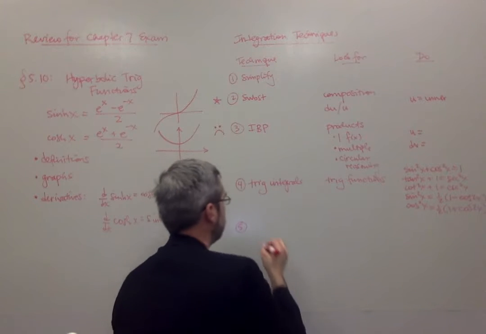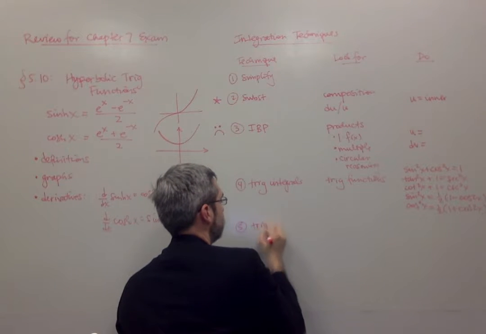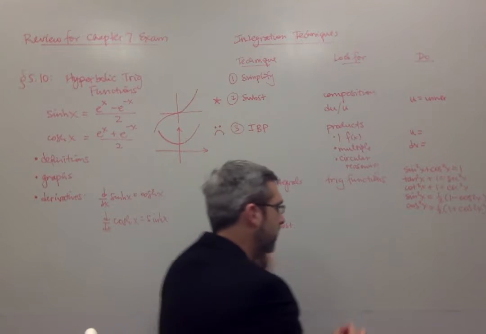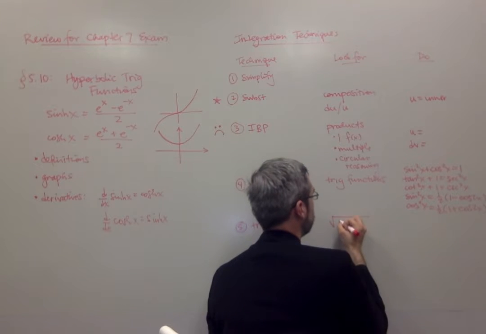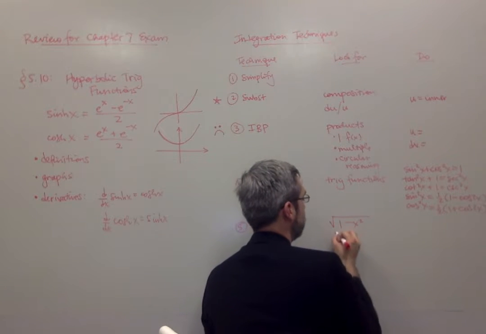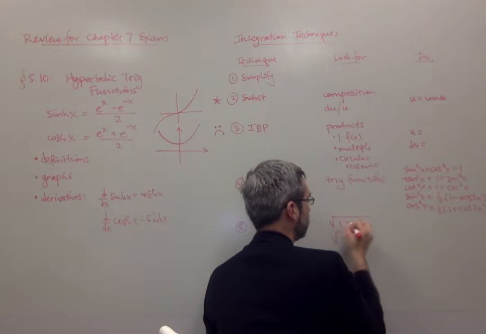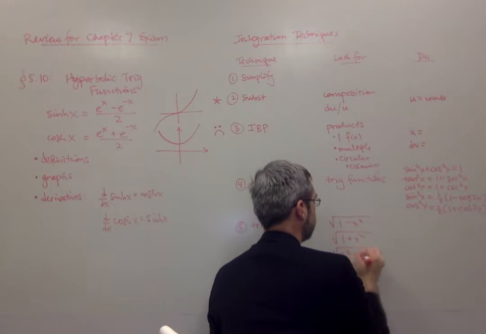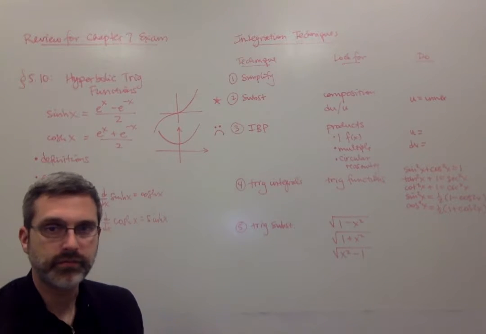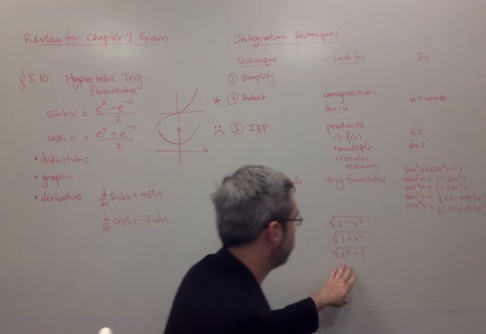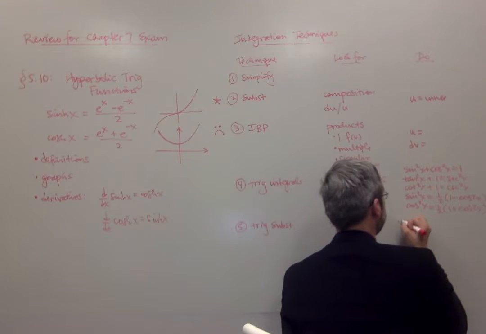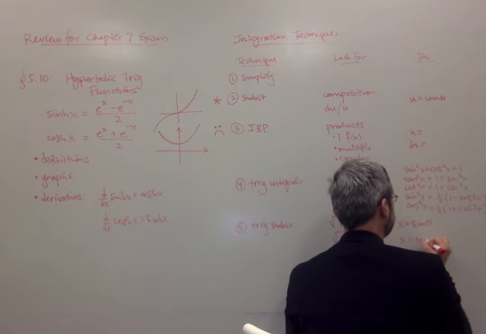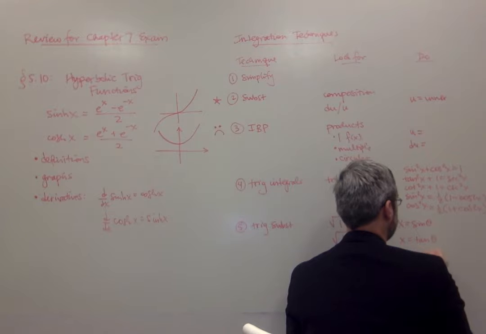Okay, the next thing that we looked at were trig substitutions. And we do this in 3 special cases. Typically when you see square roots, not always, but typically, and you see one of 3 square roots: 1 minus x squared, 1 plus x squared, or x squared minus 1. And in each of these cases, you do a substitution. So in the first case, I would let x equal sine theta. The second one, I'd let x equal tangent theta. And the third one, I'd let x equal secant theta.